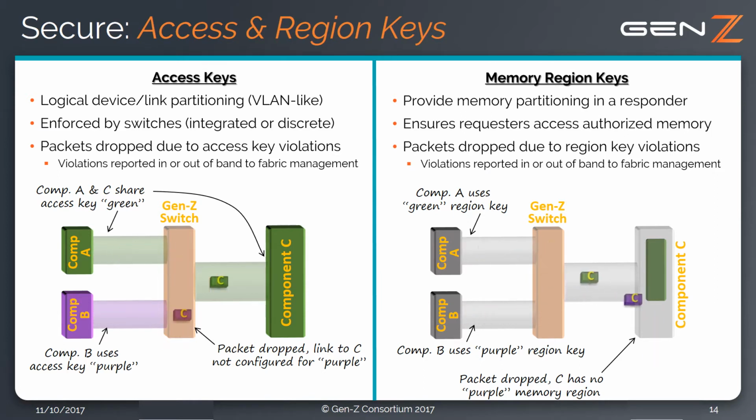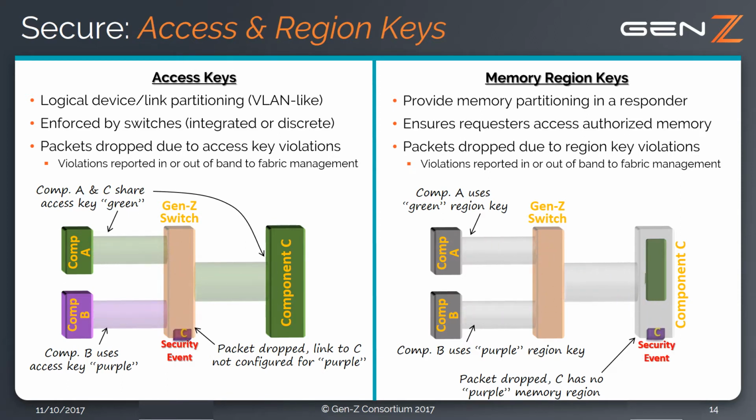If not, the packet is dropped by the switch, an access violation audit log entry is created, and a security event is reported to fabric management by in-band or out-of-band mechanisms. This allows fabric management to quickly identify the issue and determine whether it was an inadvertent configuration error or a malicious attempt to try and access the target component.